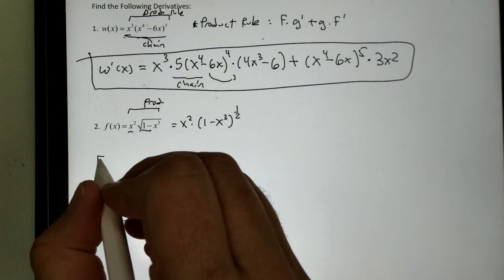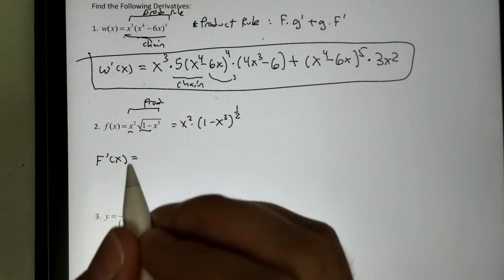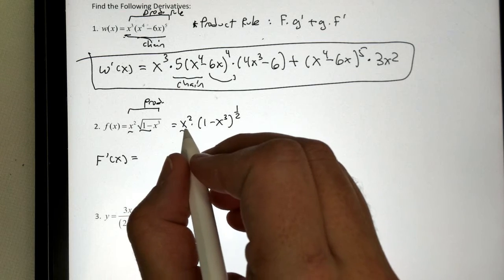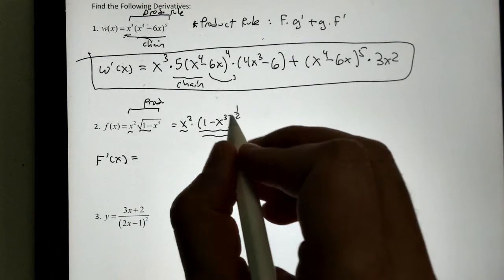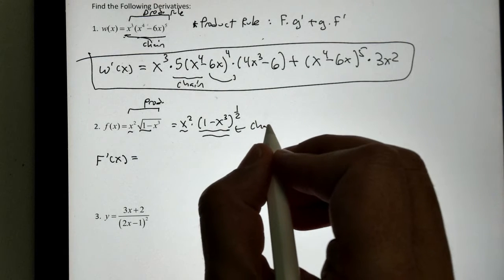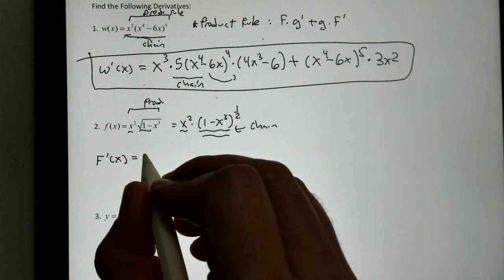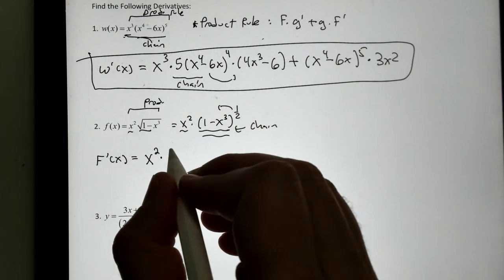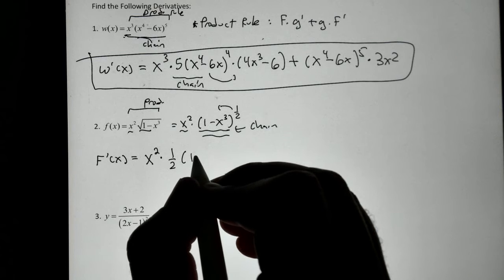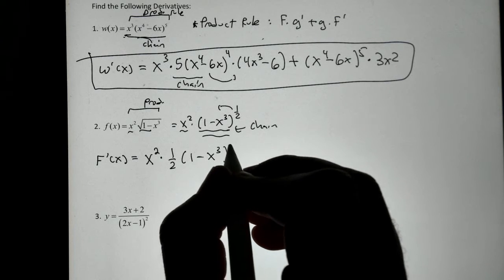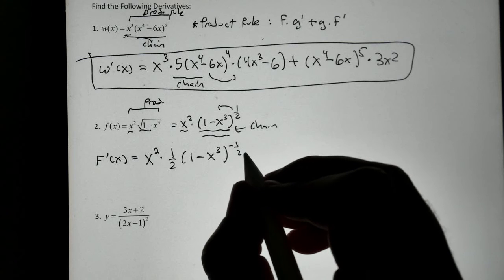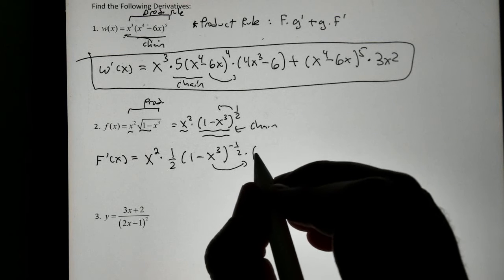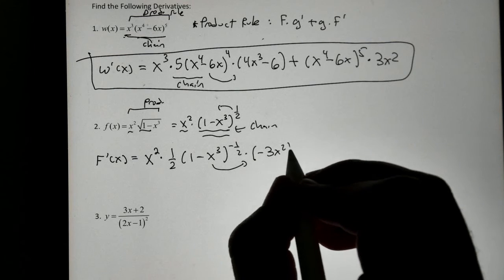But now when we take the derivative f prime of x, we're going to get, let's see, the first times the derivative of the second. Remember, the second is my chain rule. So the first is x squared times the derivative of the second, use your power rule, 1/2 times 1 minus x cubed to the negative 1/2. We'll deal with that later. Don't forget, we do have a chain. What's the derivative of my inside? And that's just this negative 3x squared.